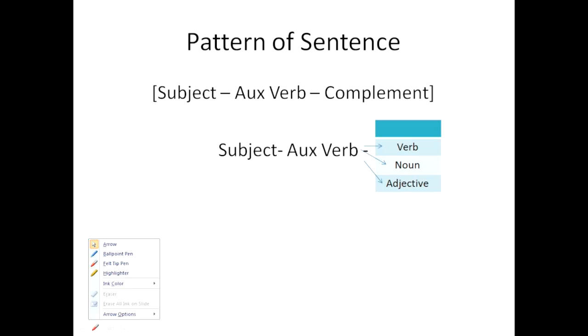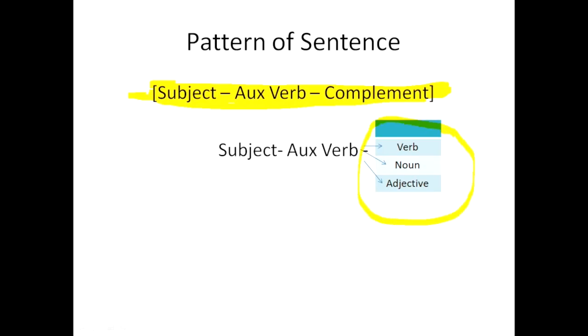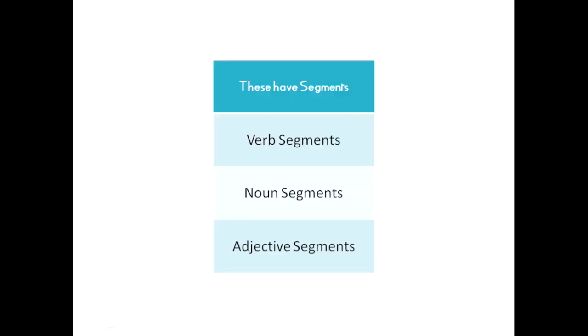This is the sentence formation technique. That's it. This is MMN. That's all. It's very simple. You get subject, you get auxiliary verb, and you get complement. What are complements? Verb, noun, or adjective. Okay. Now, what do we actually see again? The verb, noun, and adjective. We have verb segment, noun segment, and adjective segments, right?